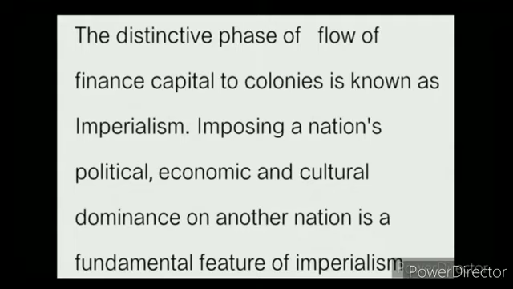Imposing a nation's political, economic, and cultural dominance on another nation is the fundamental feature of imperialism.